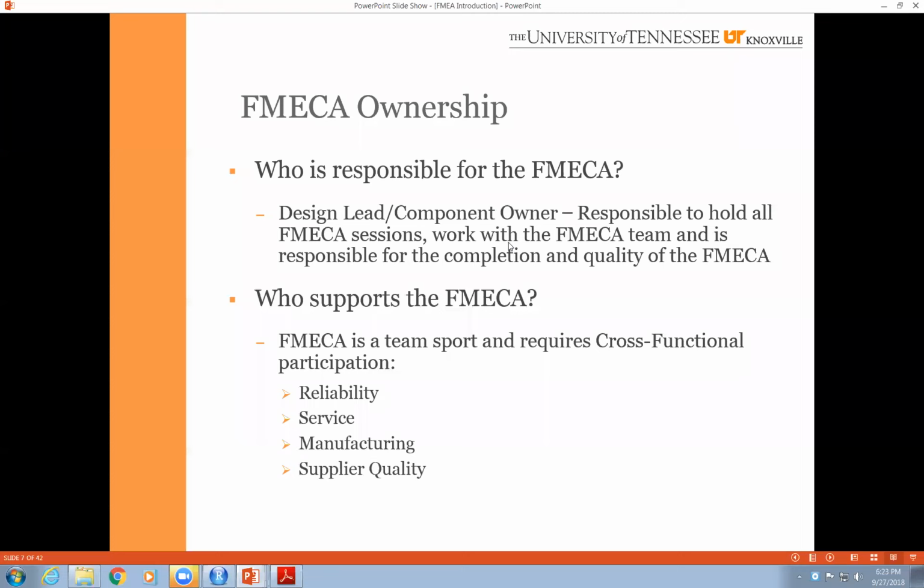Who's typically responsible for it? Basically, the design engineer that knows that component of the design should know that inside and out, should own that. But there are a lot of functions that could support that, such as reliability, service engineer, manufacturing, supply quality. Typically, when I facilitate the FMECAs, if I don't have those people, I really don't hold a meeting because you really need to have cross-functional ideas and thoughts about what could go wrong, how are we going to fix the problem, and so on.